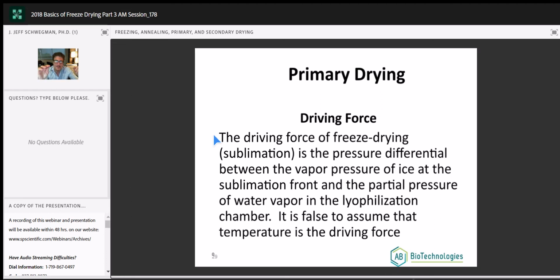If the pressure at the sublimation front equals the pressure in the chamber or at the condenser, freeze drying is going to stop, or at least it's going to progress extremely slowly. That's why we like that wide delta P, that change in pressure between the pressure at the condenser and the pressure at the sublimation front. Those are very wide. We're going to get water vapor flying off the product by gradient and going down and sticking to the condenser. So it's, again, false to assume that temperature is the driving force.